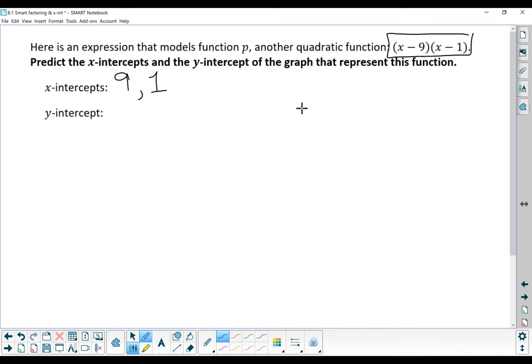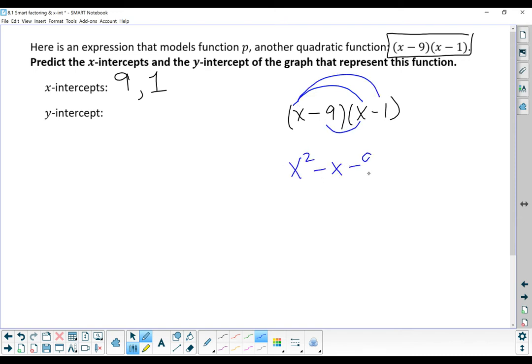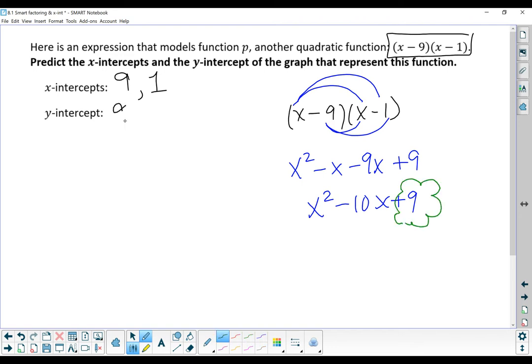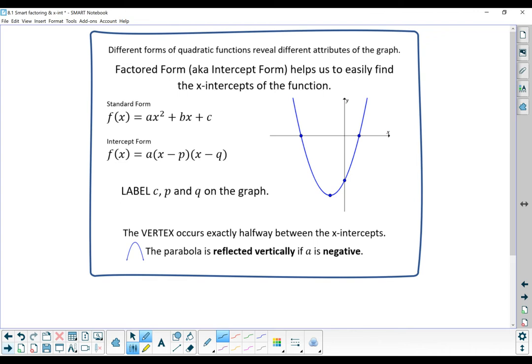Now, to find the y-intercept, one way we could think about it is by putting this equation into standard form. That would be x squared minus x minus 9x plus 9. So x squared minus 10x plus 9. And so we can see that that y-intercept is 9, or predict, I guess. And if we looked at a graph of this function, we would find that those predictions are true.